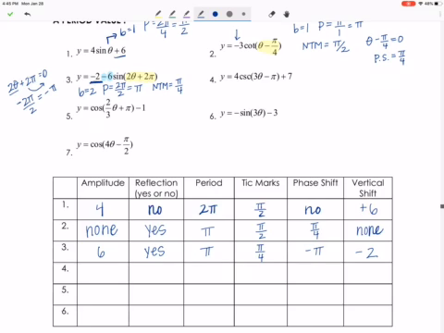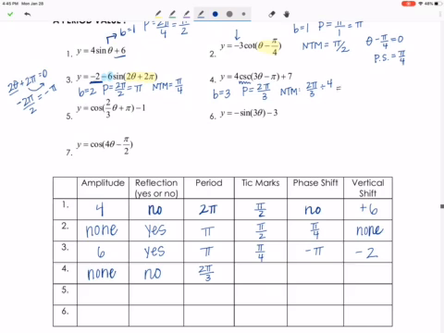For 4, we do have a value multiplied out front, but cosecant does not have an amplitude ever, so that's none. There is no negative value out front, so not a reflection. My B value in this case is 3. Cosecant normally has a period of 2 pi. Divide that by 3 is 2 pi divided by 3. To get your new tick marks, we need to take the new period and we need to divide it by 4.